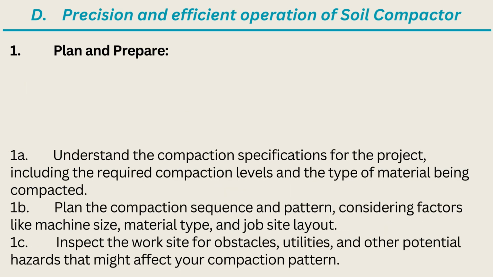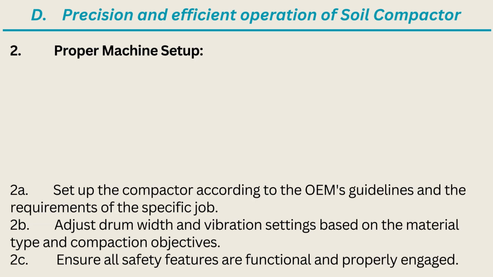1. Plan and prepare. 1A. Understand the compaction specifications for the project, including the required compaction levels and the type of material being compacted. 1B. Plan the compaction sequence and pattern, considering factors like machine size, material type, and job site layout. 1C. Inspect the worksite for obstacles, utilities, and other potential hazards that might affect your compaction pattern.